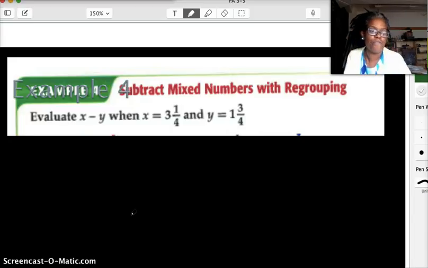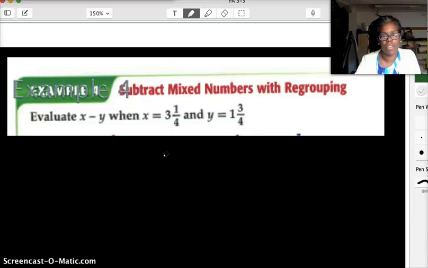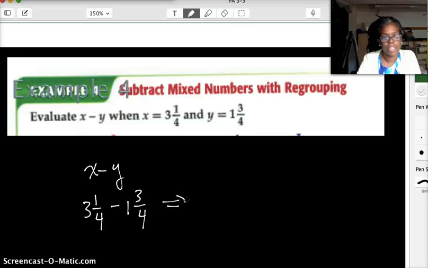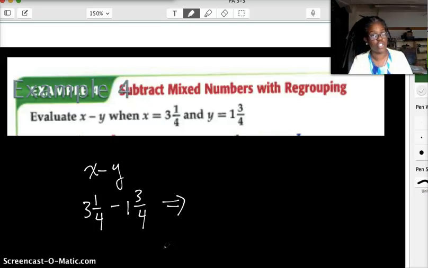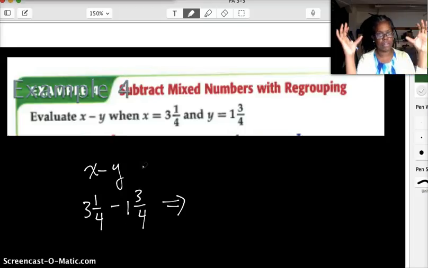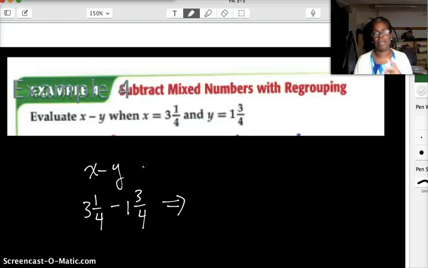All right, let's look at example 4. We're going to subtract mixed numbers with regrouping. All right, so we're evaluating x minus y, and we're told that x is 3 1/4 and y is 1 3/4. So there's a couple ways to do this. The text is talking about regrouping. One way that I like to do it that's kind of surefire is make both of these improper fractions and then party on like we did the last time. You're just going to take the numerators, subtract them, leave the denominator the same, and then simplify with whatever result you have. However, we're going to do it the way the text is suggesting here.